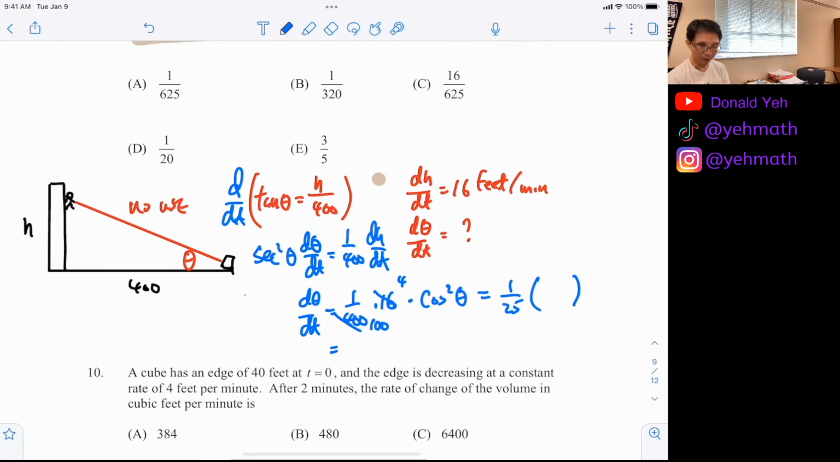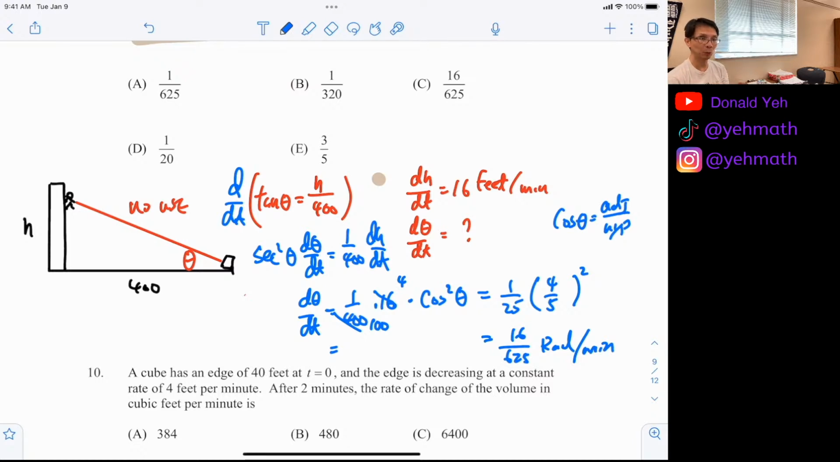I just need to figure out the trig ratio. Cosine of theta is equal to, SOHCAHTOA, adjacent over hypotenuse. So in this case it's a 3, 4, 5 triangle. So it's 4 over 5, squared. So that's equal to 16 over 625 radian per minute.